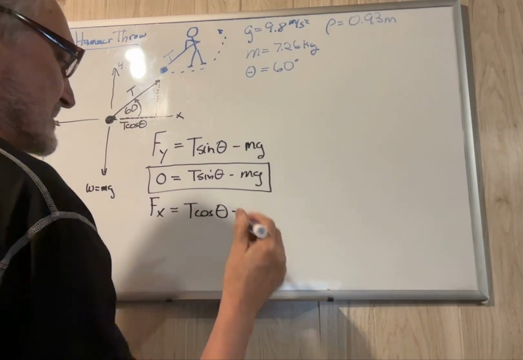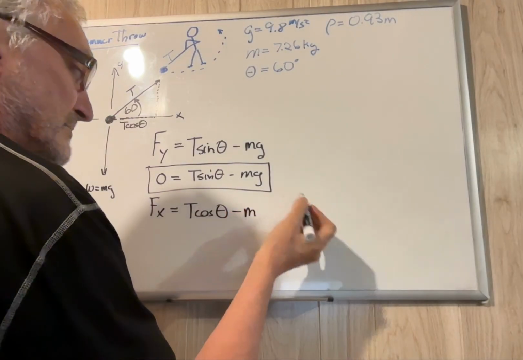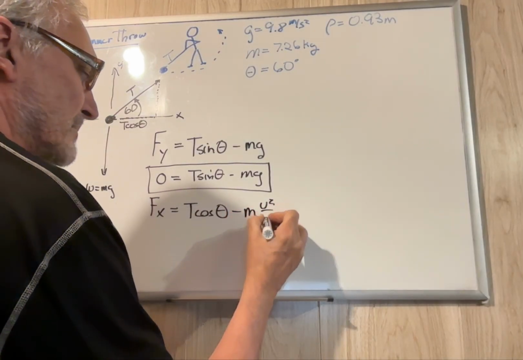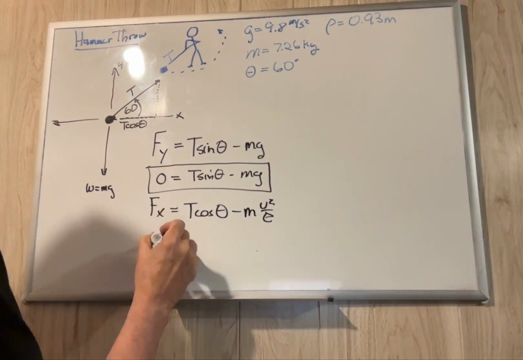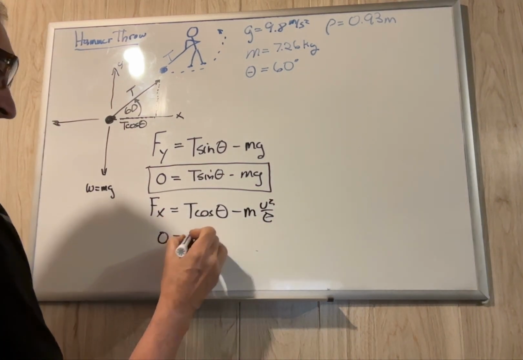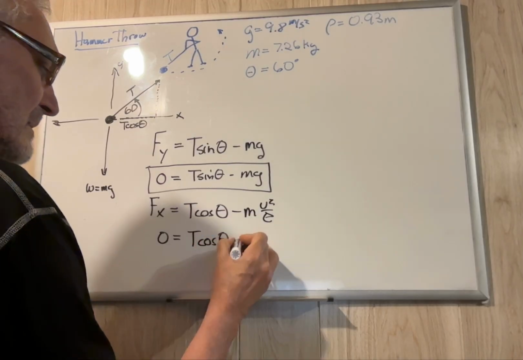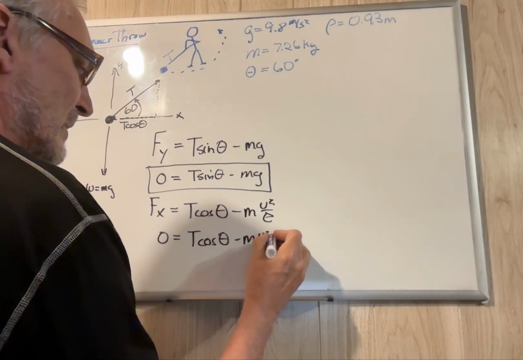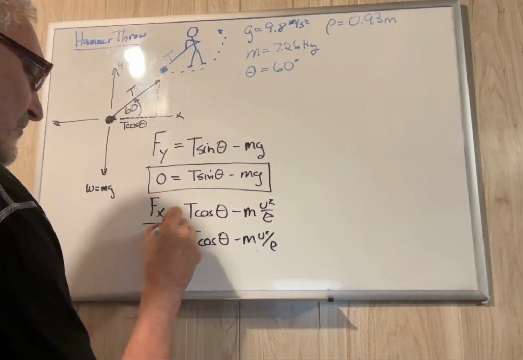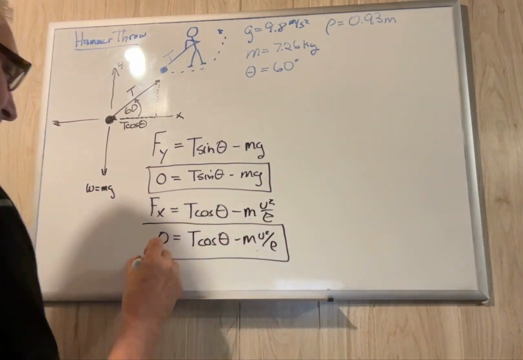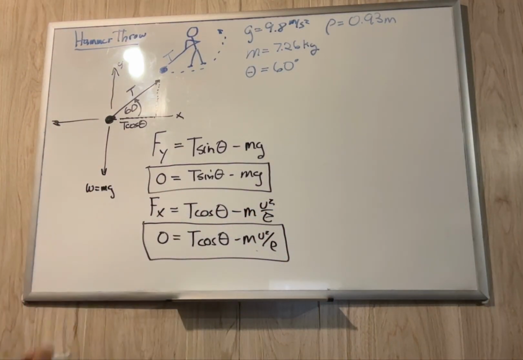So we know that our force in the x direction is going to be mass times acceleration, which would be velocity squared divided by rho. And is this going to be equal to 0? Yes, because it's not moving in the x direction. So T cosine theta minus m velocity squared over rho. This is all the forces that take place now in the y direction. I'm sorry, the x direction.